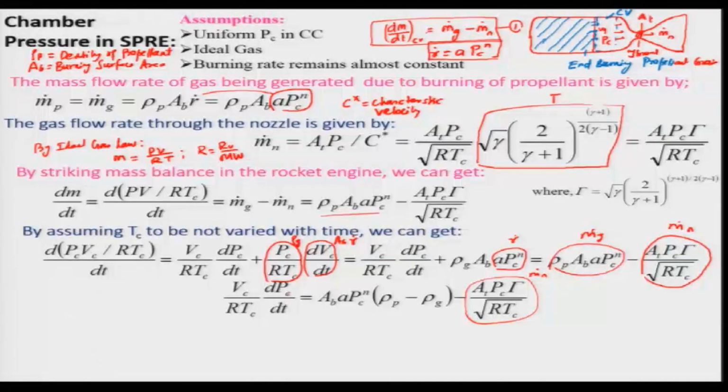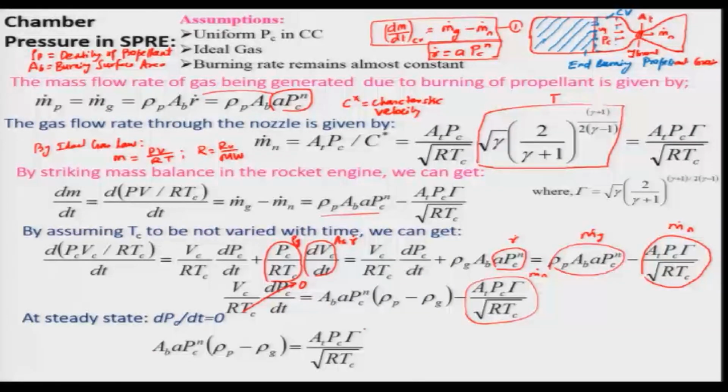That means the chamber pressure is changing with respect to A_B and then, of course, A_T. If A_T is remaining constant, A_B may change or may not change. Now, under steady state conditions, when the chamber pressure is not changing, we can take this term as 0. So this term is equal to 0.